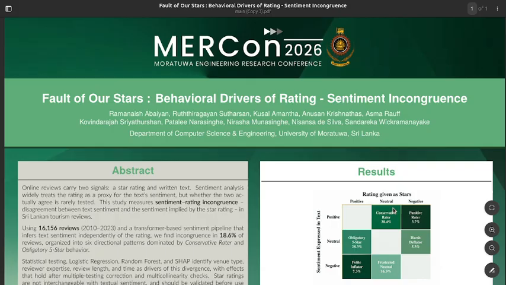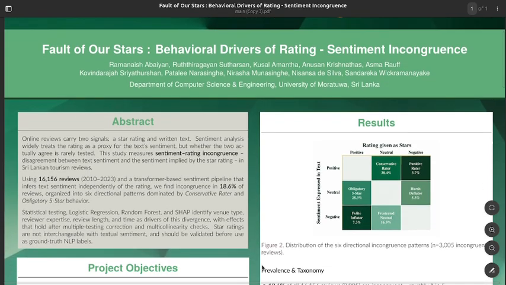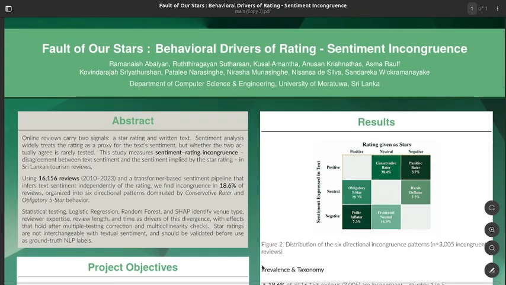Hello, everyone. Today I'm going to present our research titled Fault in Our Stars: Behavioral Drivers of Rating Sentiment Incongruence. This work was carried out by our team from the Department of Computer Science and Engineering at the University of Moratuwa. So, the main question behind our research is quite simple. Can we really assume that a star rating accurately represents the sentiment expressed in a written review? And our findings suggest that the answer is: not always.